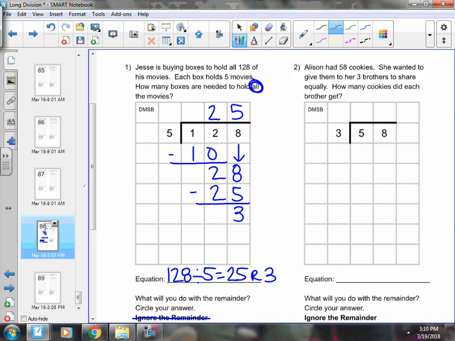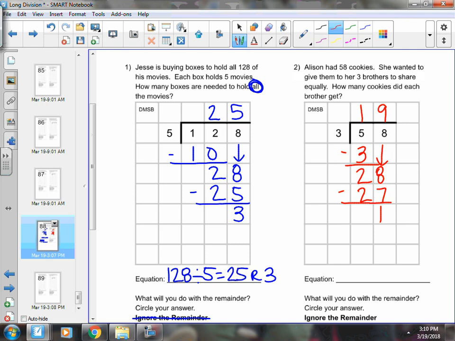58 divided by 3. You can make one group of 3 out of 5. Multiply 1 times 3 is 3. Subtract and bring down. How many groups of 3 can you make from 28? Let's see, 3 times 9 is 27. Subtract, there's nothing to bring down. That's when you know you're done.